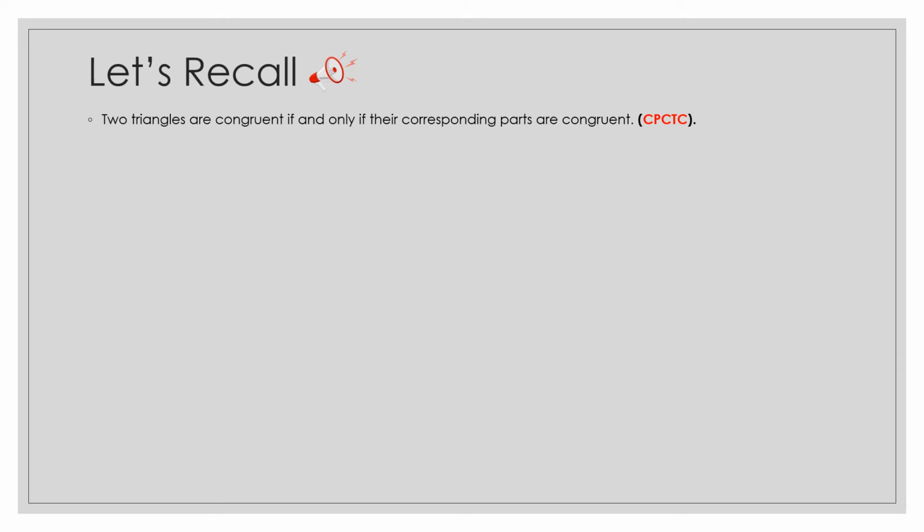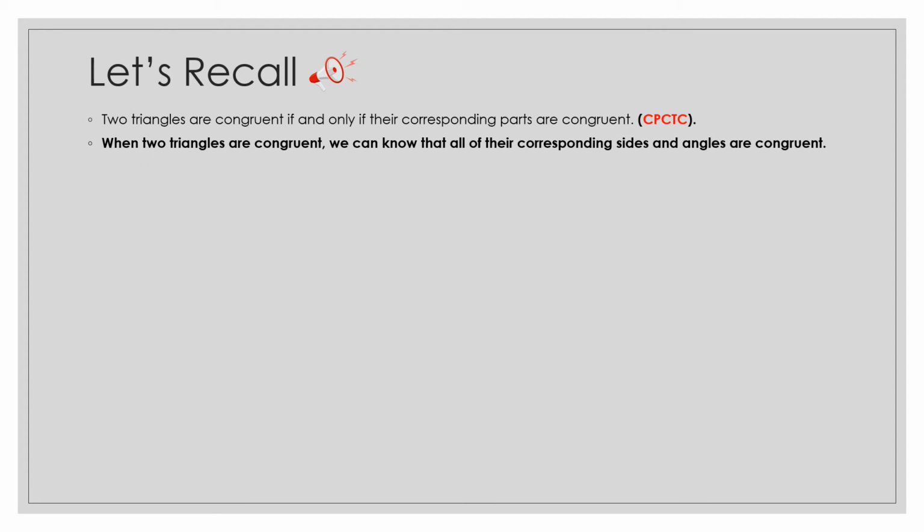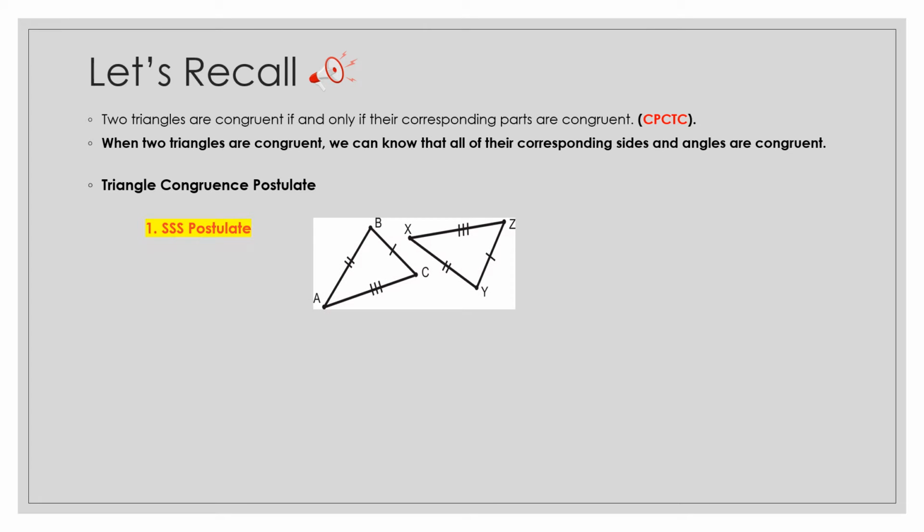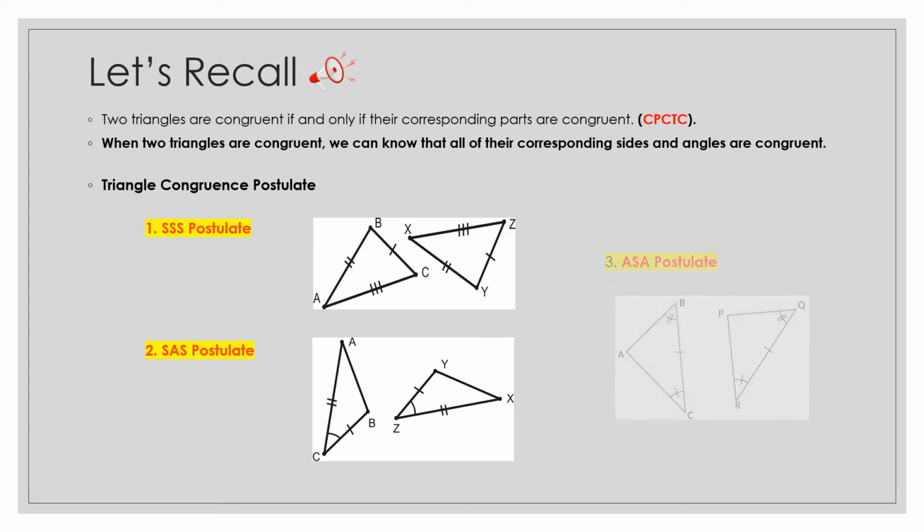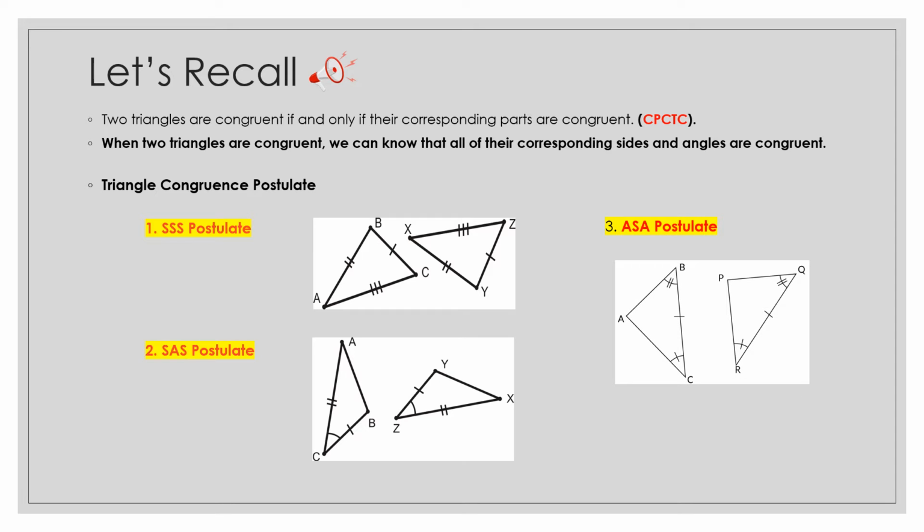Alright, let's recall. We've learned from the CPCTC, or congruent parts of congruent triangles are congruent, that two triangles are congruent if and only if their corresponding parts are congruent, which means that when two triangles are congruent, then it is automatic that all of their corresponding sides and angles are also congruent. And we have three triangle congruence postulates. We have the SSS, SAS, and the ASA postulate.